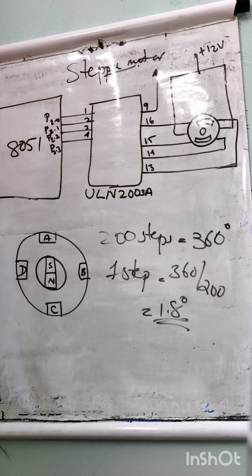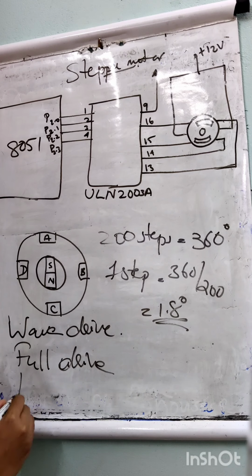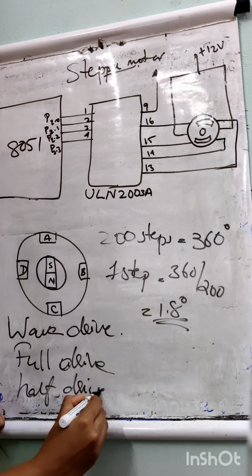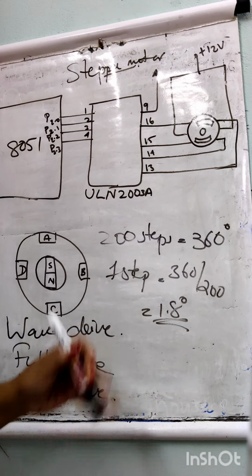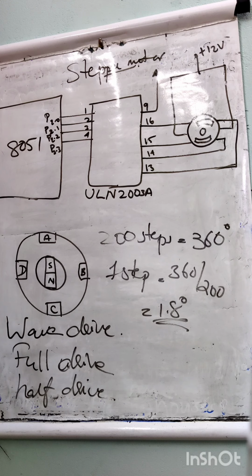The sequence in which the coils are energized can be of 3 different modes: wave drive mode, full drive and half drive. In the wave drive mode, one coil is energized at a time. All 4 coils are energized one after the other in a sequence. In terms of power consumption, this mode is a power saver, but the torque produced is less as compared to full drive mode. We can write it like a table.